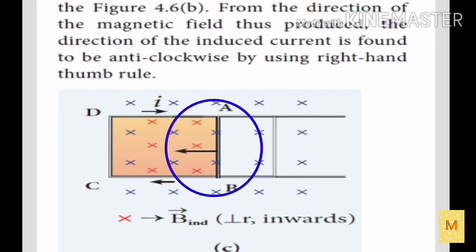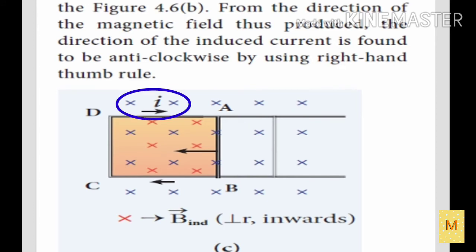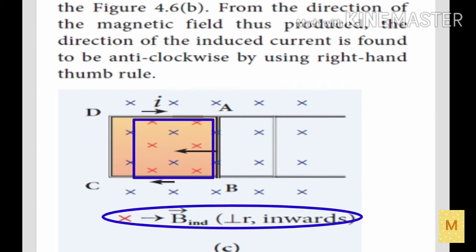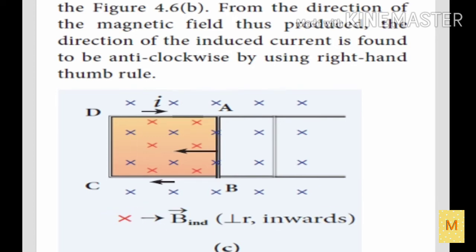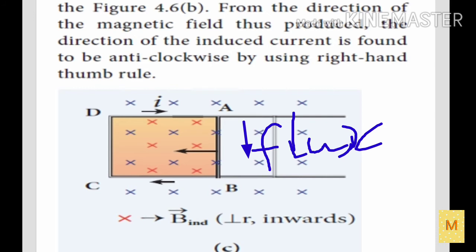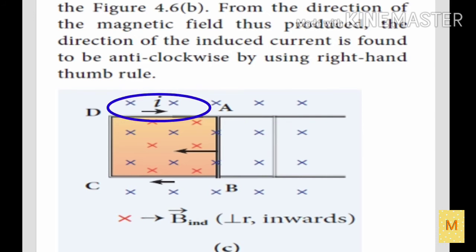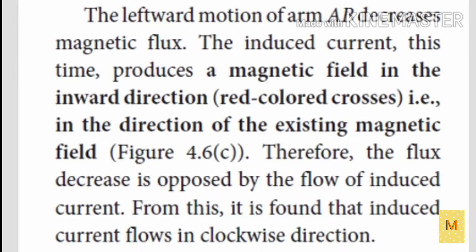When the arm AB is moved towards the left side, it will decrease the magnetic flux. Then the induced current this time produces the magnetic field in the inward direction, which is represented by red colored crosses, in the direction of the existing magnetic field. Therefore, the flux decrease is opposed by the flow of induced current. From this, it is found that the induced current flows in clockwise direction.